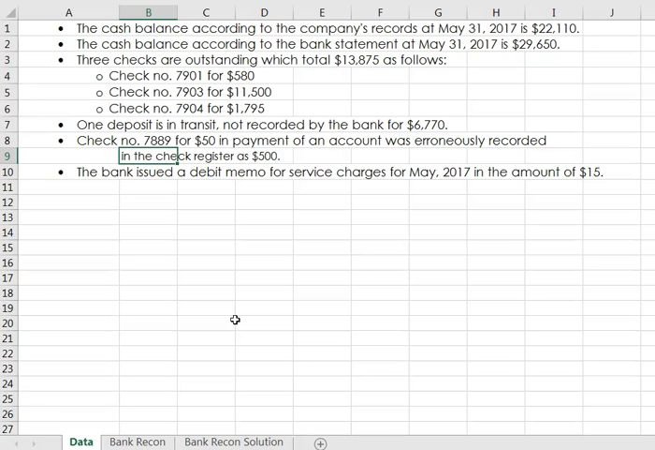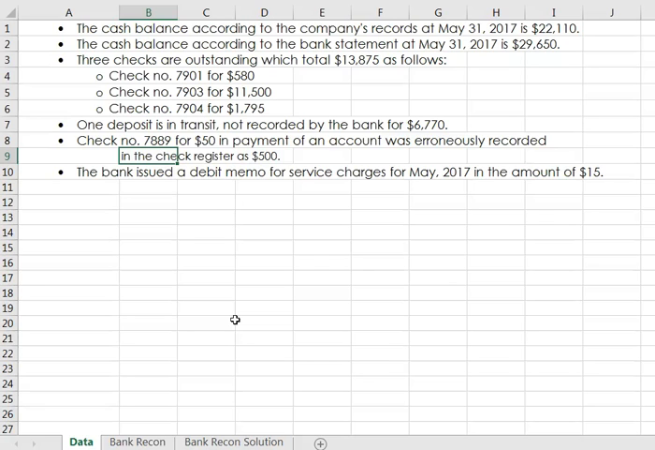3 checks are outstanding, which total $13,875 as follows. Check number 7901 for $580. Check number 7903 for $11,500. Check number 7904 for $1,795.